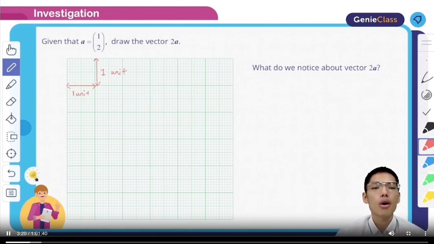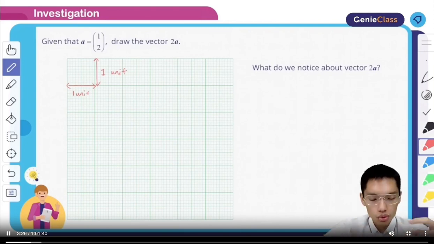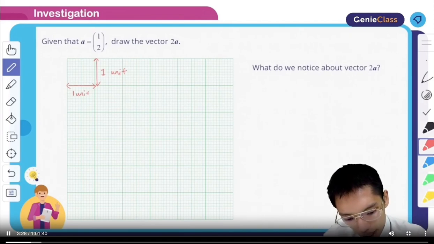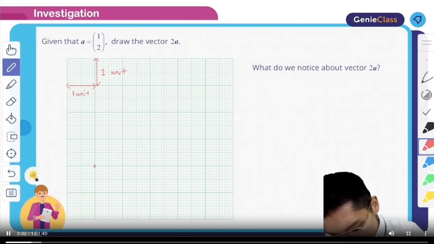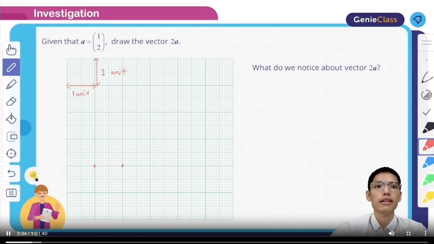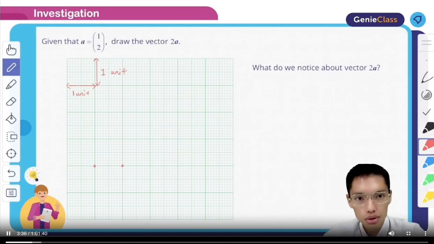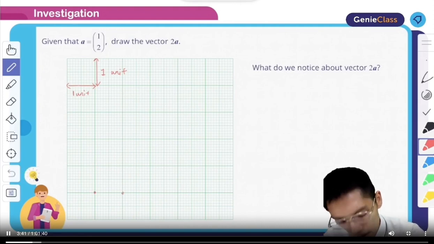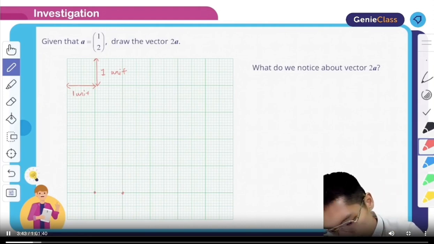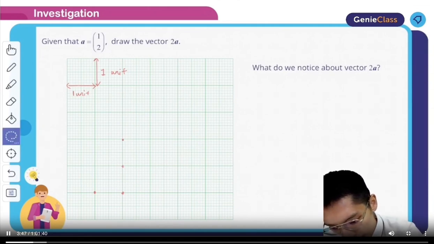Alright, now what happens if I want to draw (1, 2)? So I hope you all realize, (1, 2), 2 times, so 2A. How do I draw this vector 2A? We are just going to draw 1 unit to the right, 2 units up. So let me draw a bit lower. So 1 unit is this way, 2 units up. So in that way, this is going to be my first vector.